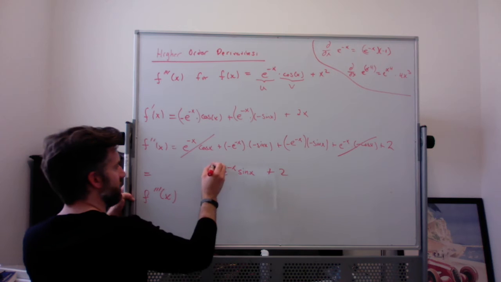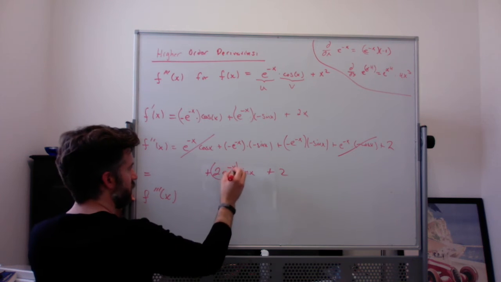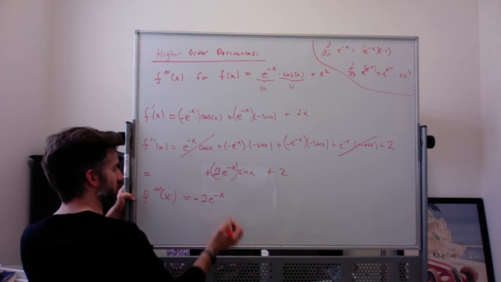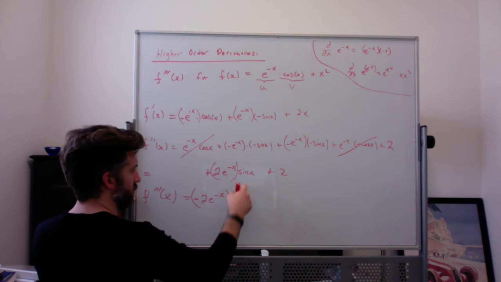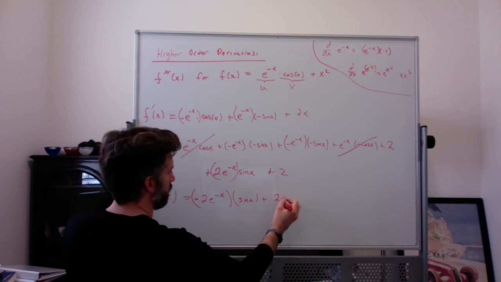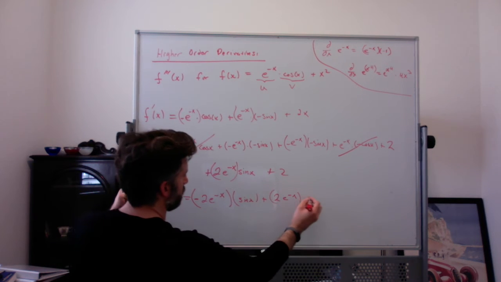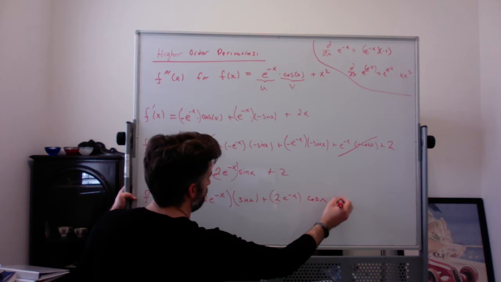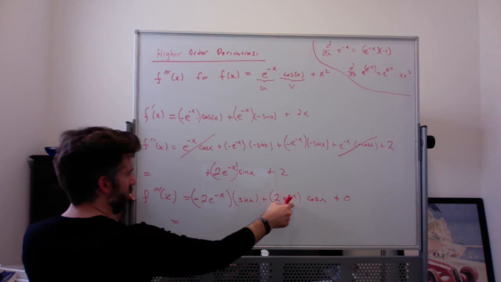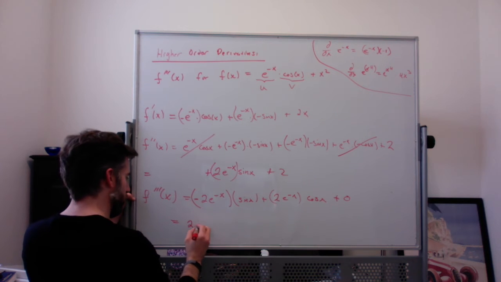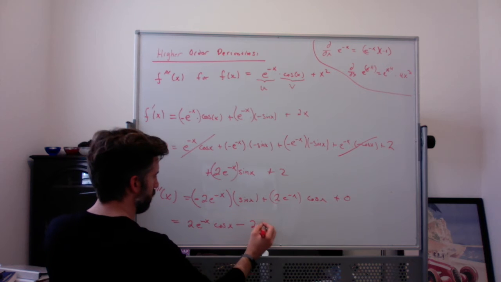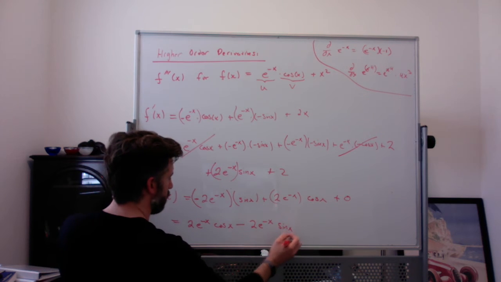So I'm going to treat this as one piece of my product. So the derivative of 2 e to the negative x is 2 e to the negative x times negative 1 times sine left alone, plus 2 e to the negative x times the derivative of sine, which is cosine, plus 0. And I would probably finally write this answer as this part first since it's positive. So 2 e to the negative x cosine of x minus 2 e to the negative x times sine of x.